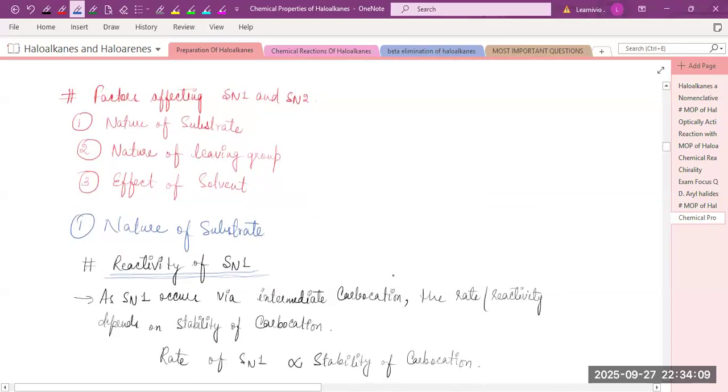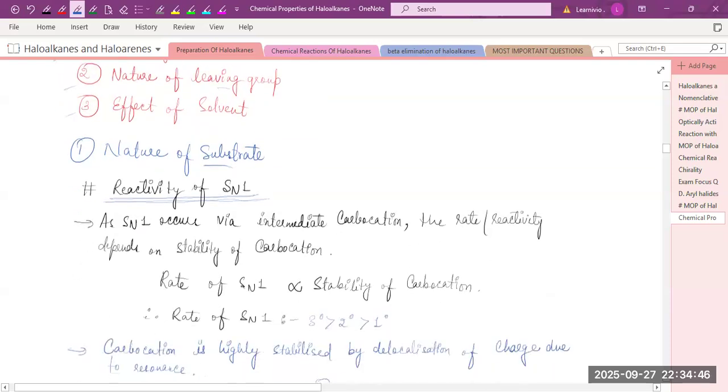Now we are done with the nucleophilic substitution reaction mechanism. Now the factors that affect the nucleophilic substitution reactions, SN1 and SN2. There are three factors we will discuss in this chapter. First, nature of substrate: how the nature of substrate affects the SN1 and SN2 reaction. Second is nature of leaving group, how it depends. And third is the effect of solvent. These three things we will discuss in this chapter.